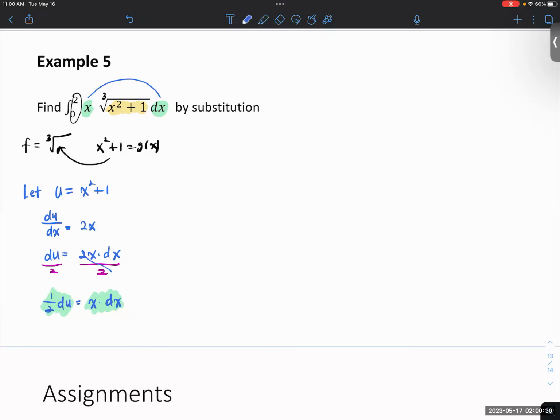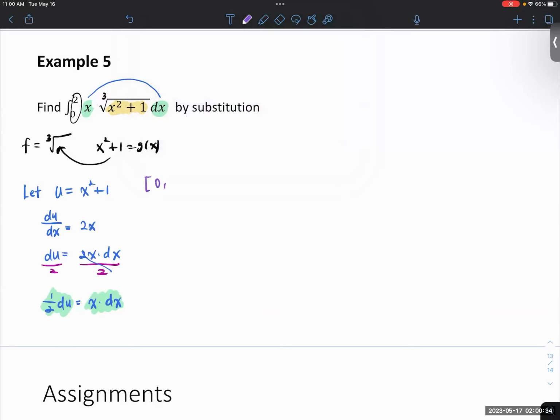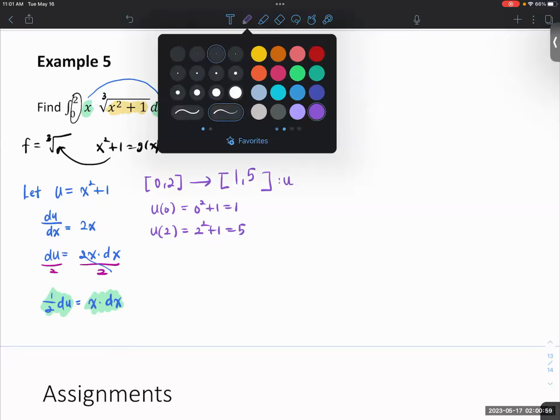Okay, the interval. We have 0 to 2. You need to convert it in terms of the u variable. So when x equals 0, u will be 0 squared plus 1, which is 1. When x equals 2, 2 squared plus 1, u will be 5. So 1 to 5 is your new interval in terms of the u variable, correct? So we have all the information, guys.